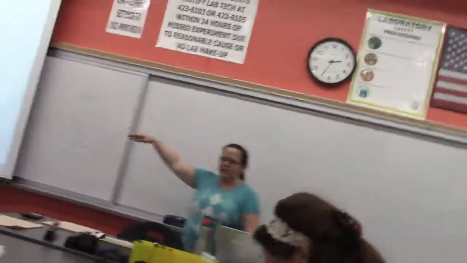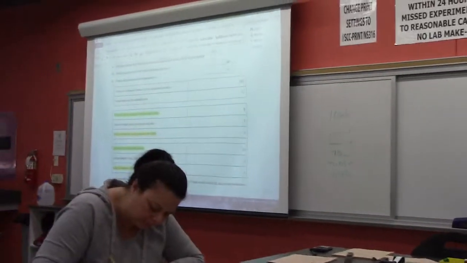Okay, so once you have those masses, again, do that little subtraction. Figure out what the mass of your water sample is in both the graduated cylinder and the flask.